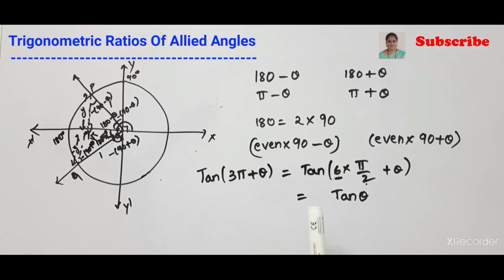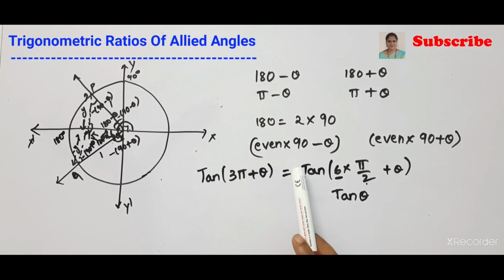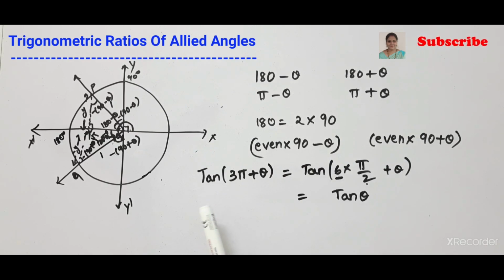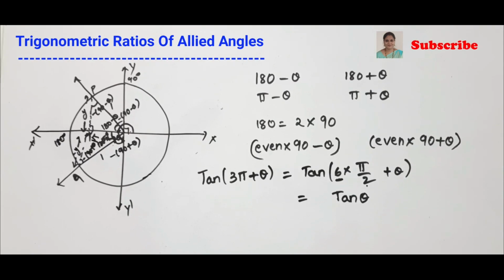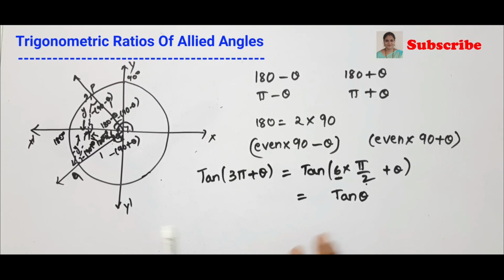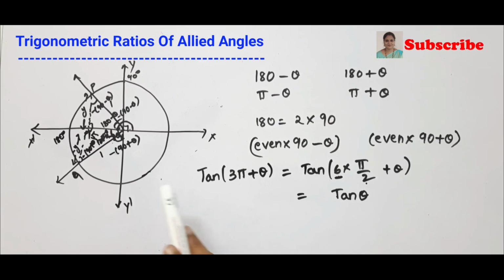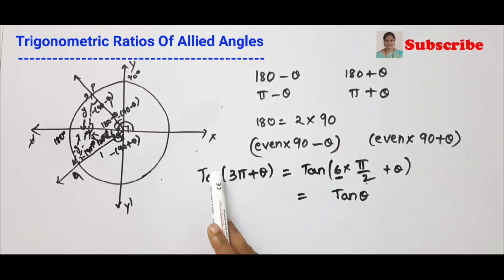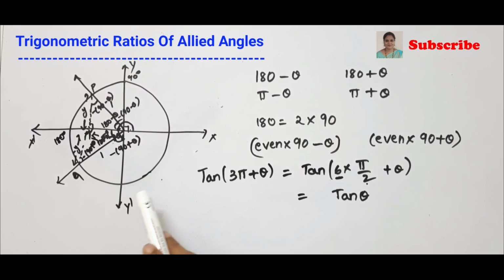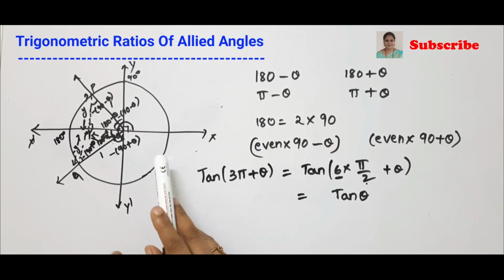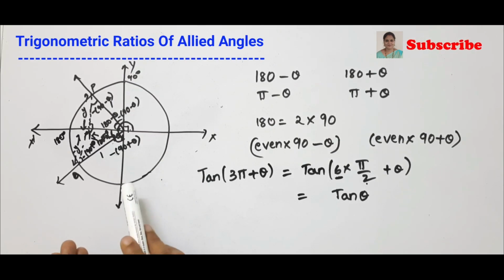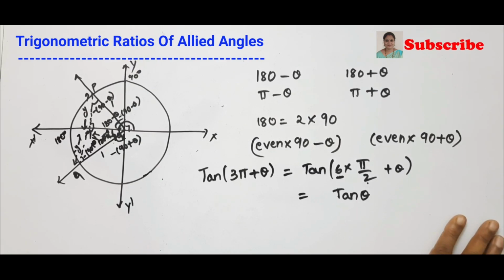So in this way, if you see an angle that can be expressed as an even number into 90 plus or minus theta, simply write down the same trigonometric ratio, and depending on the quadrant in which the angle lies, just keep the sign. Now using this logic, let us write the trigonometric ratios at angles 360 plus theta and 360 minus theta without using the unit circle, writing down the values directly.